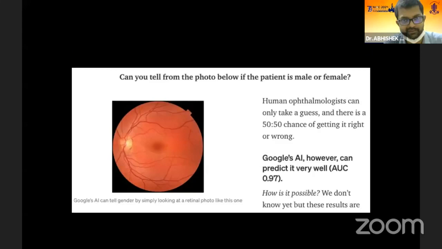Why do I say so? How many ophthalmologists can tell from the photo below if the patient is male or female? It's a 50-50 chance. However, for Google's deep learning AI, it's almost a 99% chance.